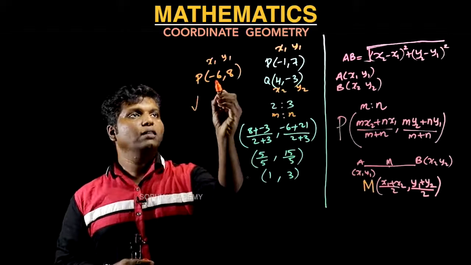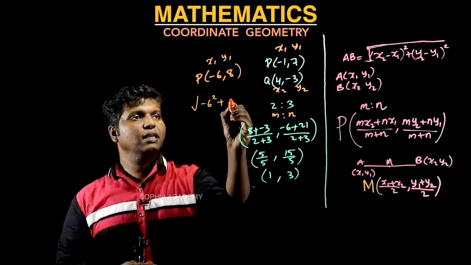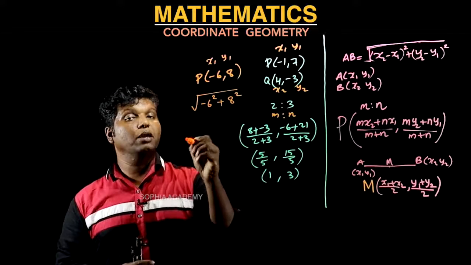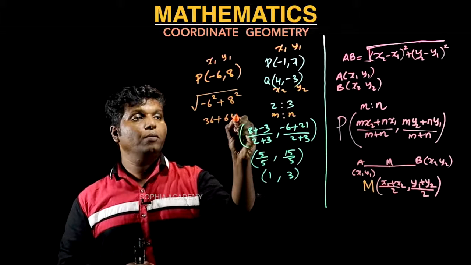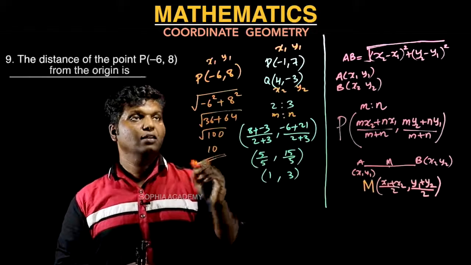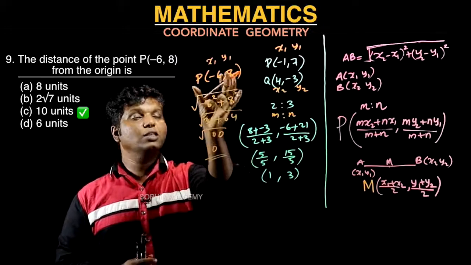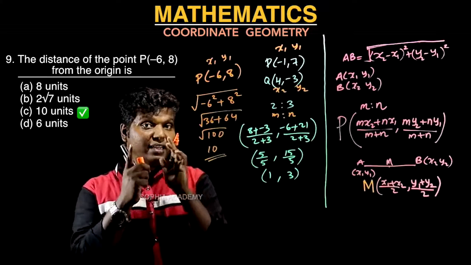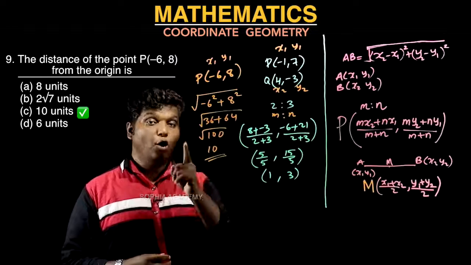Just find the root of, then what is the first digit here? It is minus 6. Take the square of minus 6, add the square of the second one together. Tell me how much it is. 6 square is 36 and the square of 8 is 64, so we get root of 100, and root of 100 is 10. So the answer is 10 units. The distance from the origin to this point is 10 units. That means just take the squares of both of them and add them together whenever you are asked to find the distance from the origin. That's the important thing. I hope you understood that, right?